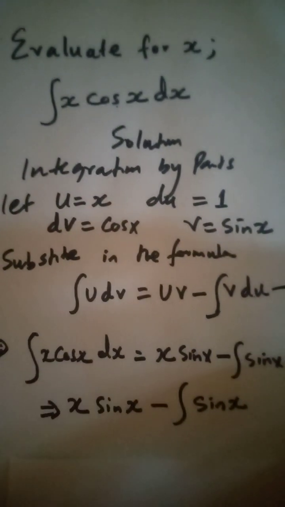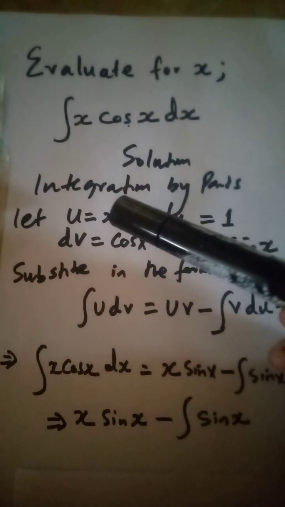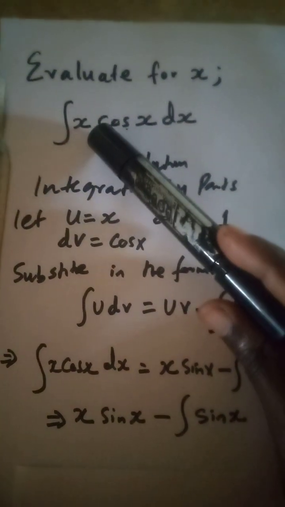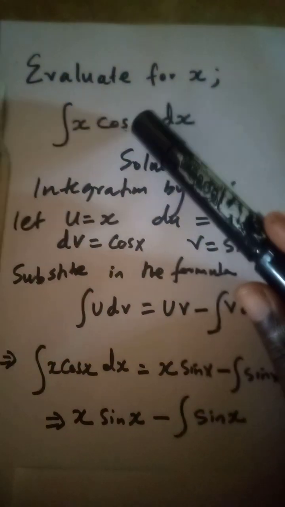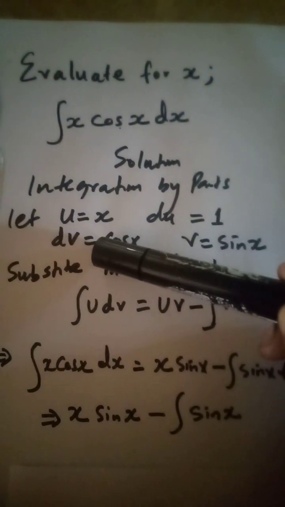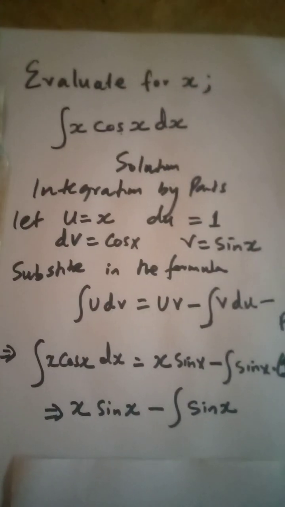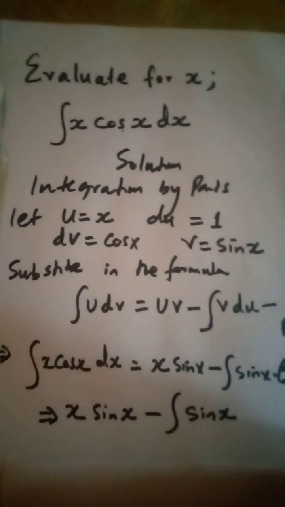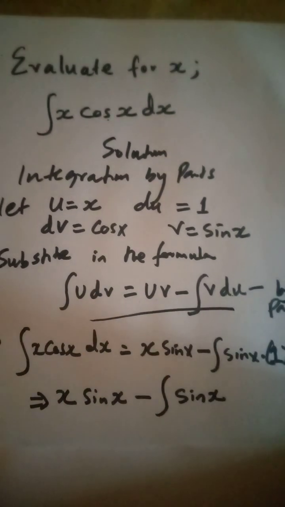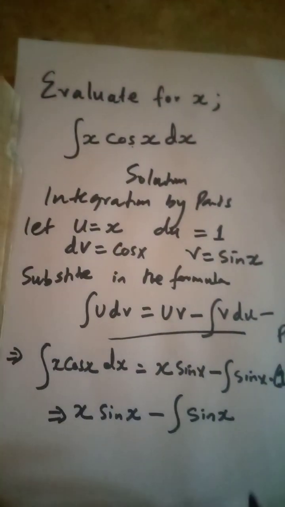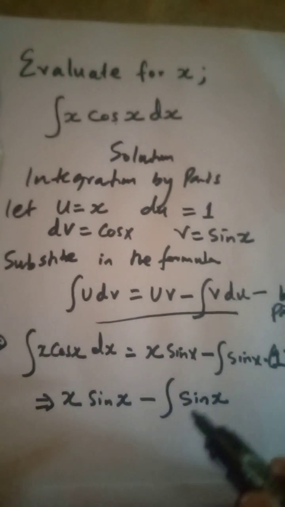So just continuing, this one we choose by parts. U was x, I can differentiate u easily to get 1. dv was cos x, I can integrate cos x to get sin x. And the formula that I'm going to use is integration by parts. That is it. So here I'm having x sin x minus the integral of sin x.